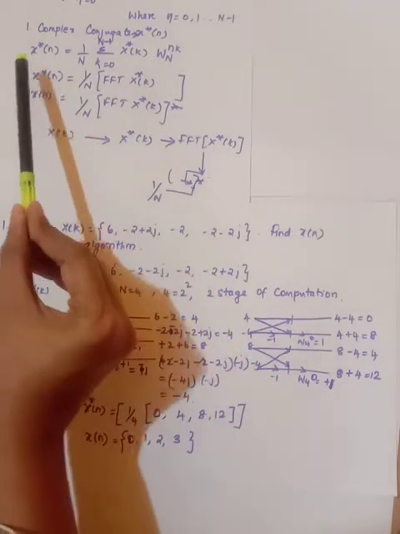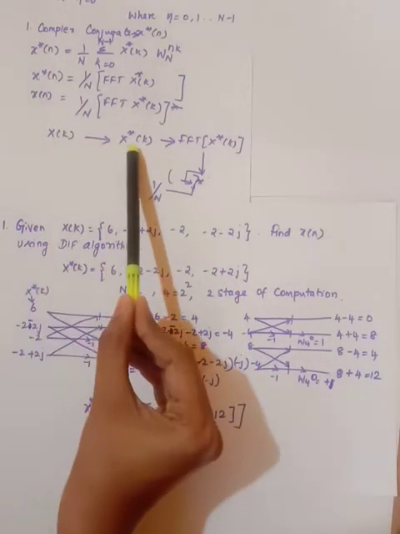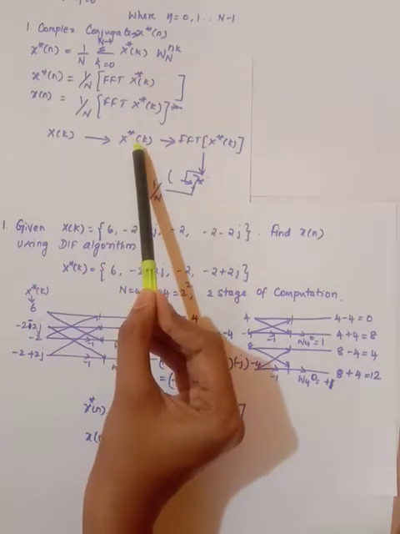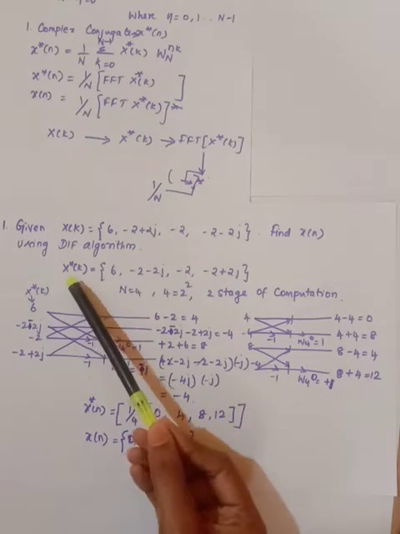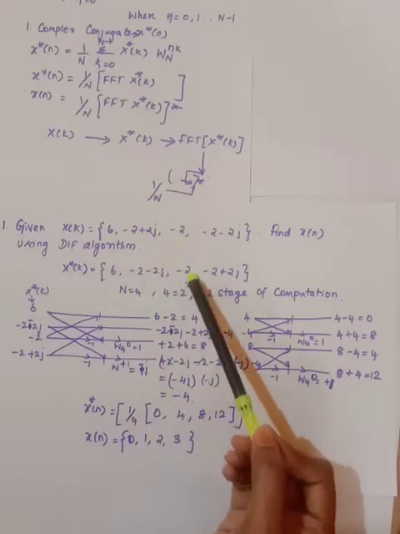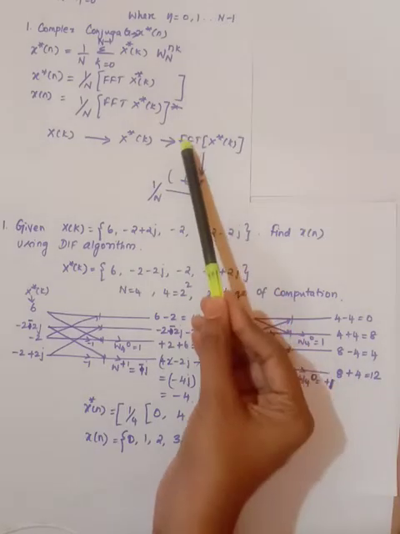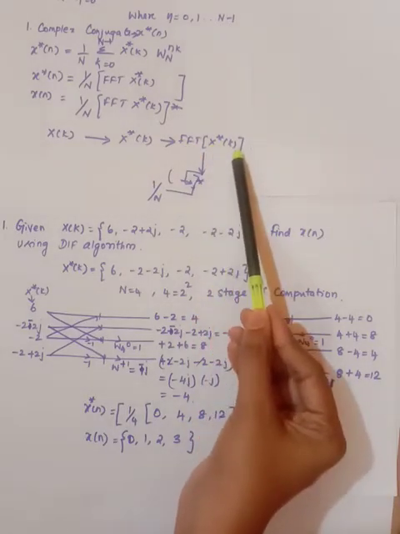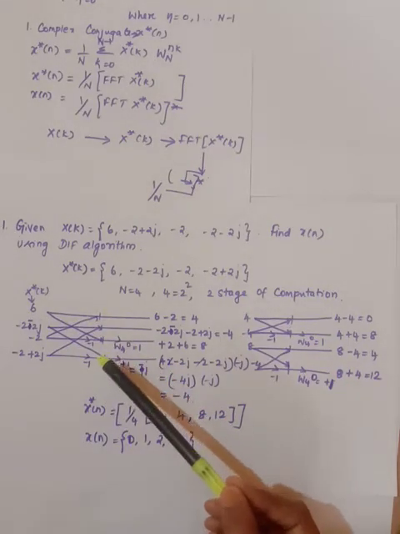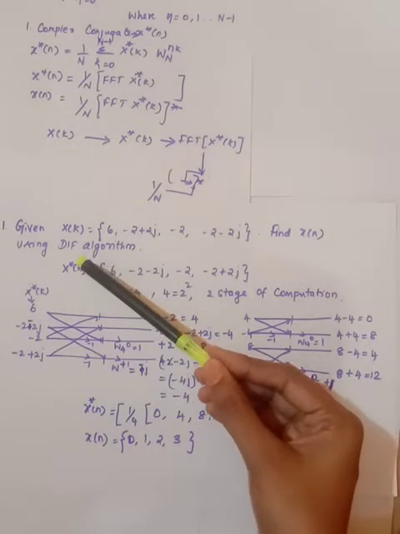We know that the first step is, if X(k) is given, we need to find X conjugate of k. So here the first step is to find X conjugate of k, taking the complex conjugate. Next we need to find the FFT for this X conjugate of k. Now I am going to find the FFT using the DIF algorithm.